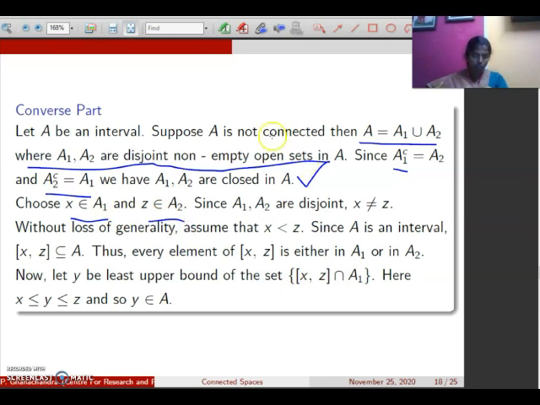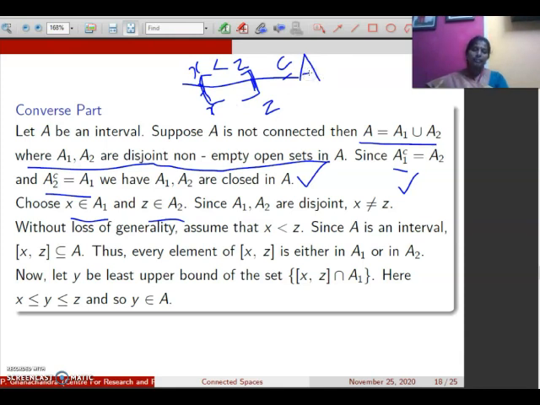Since A1 and A2 are disjoint, here x and z are distinct elements, therefore x is not equal to z. Without loss of generality, x < z, because we are dealing with the real line. Since we assume that A is an interval, the closed interval [x, z] is contained in A.